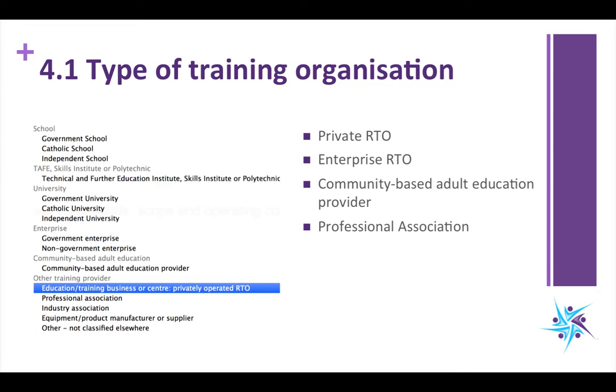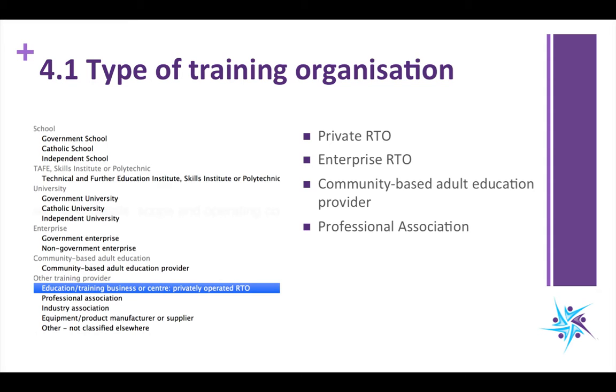In this section, 4.1, we'll be looking at the type of training organisation that you wish to set up. You'll see on the left-hand side, there's a list of different types of RTOs. Most of our clients are going to be under the other training provider, which is a private RTO, or they might be a professional association. Most of them are going to be private RTOs. So they're where you're going to be offering training services as a fee-for-service service.